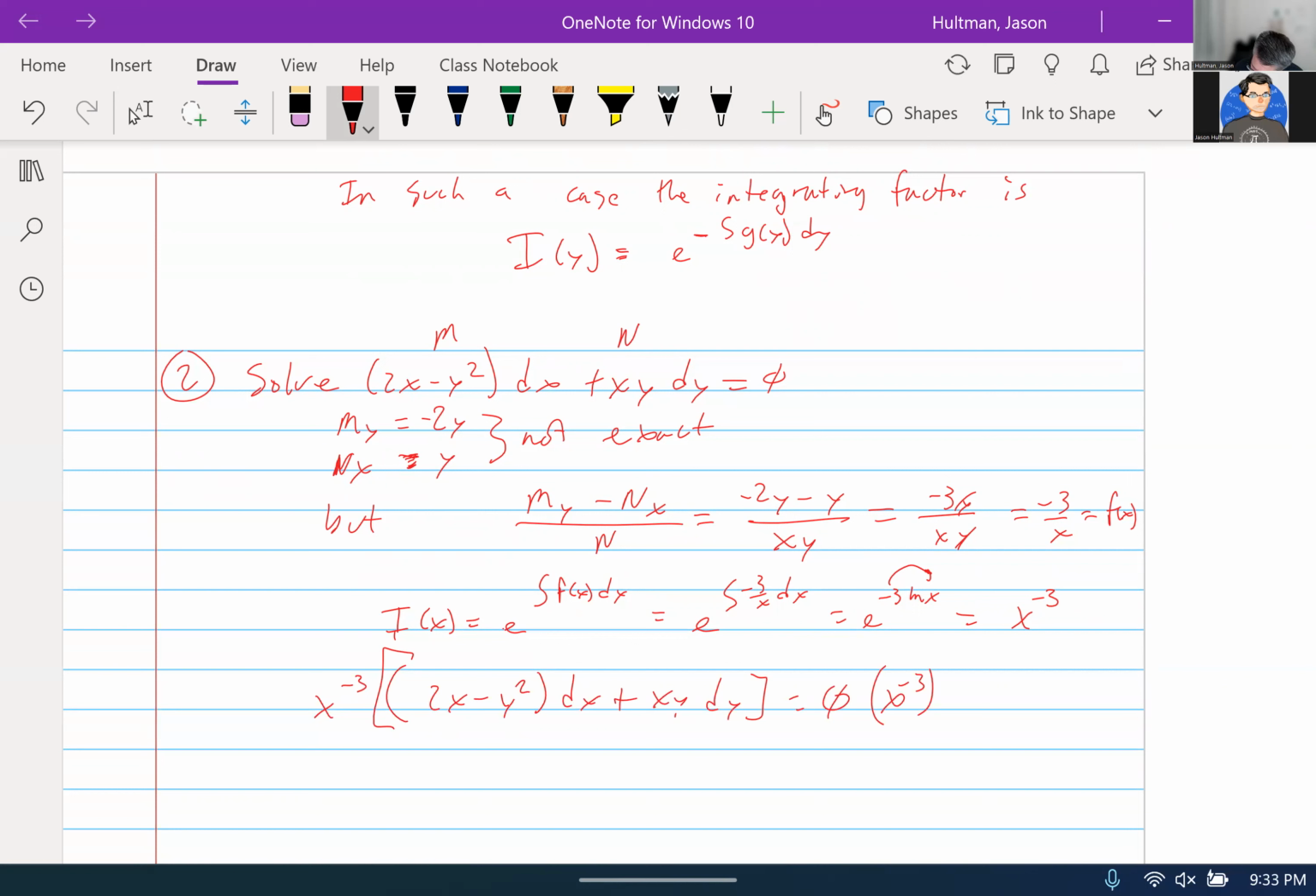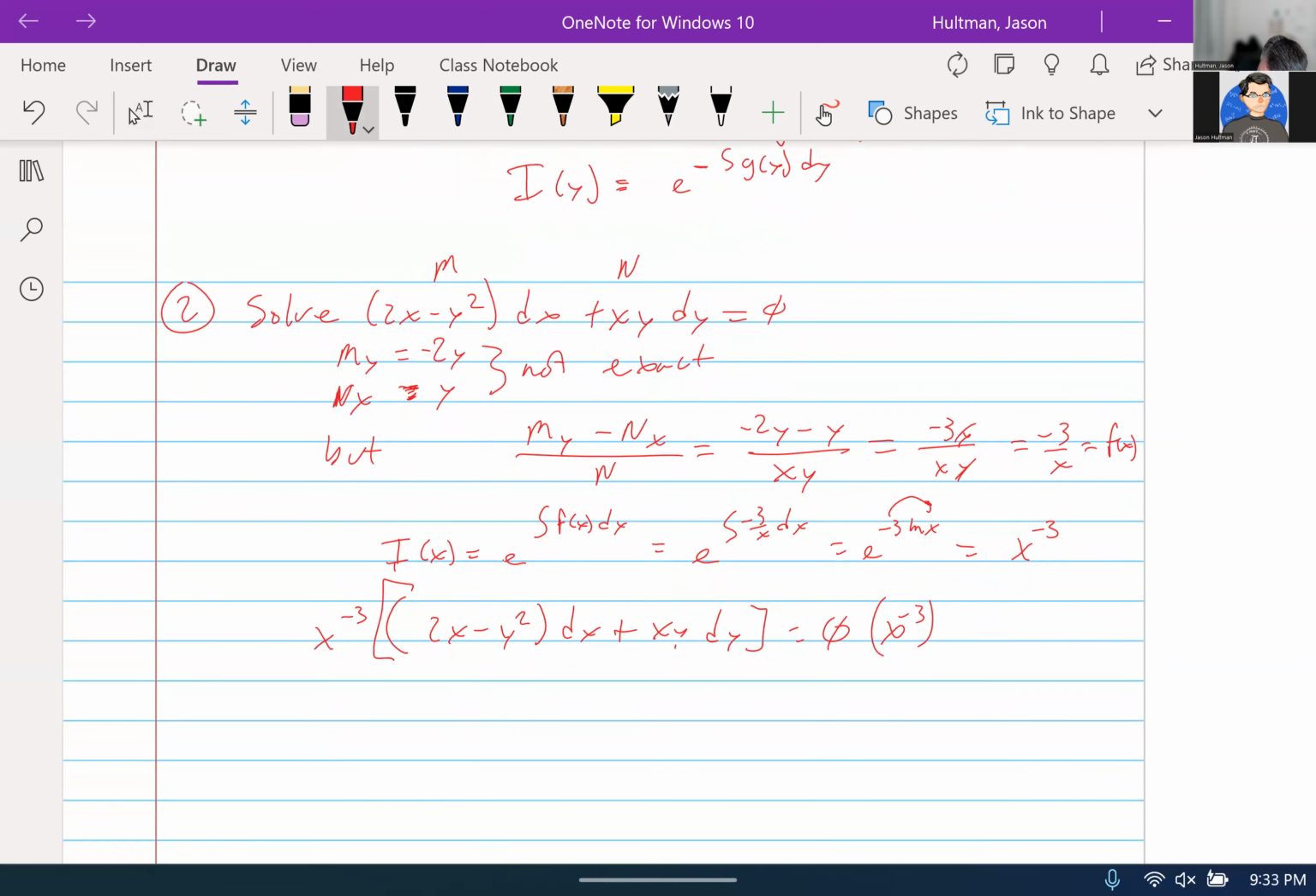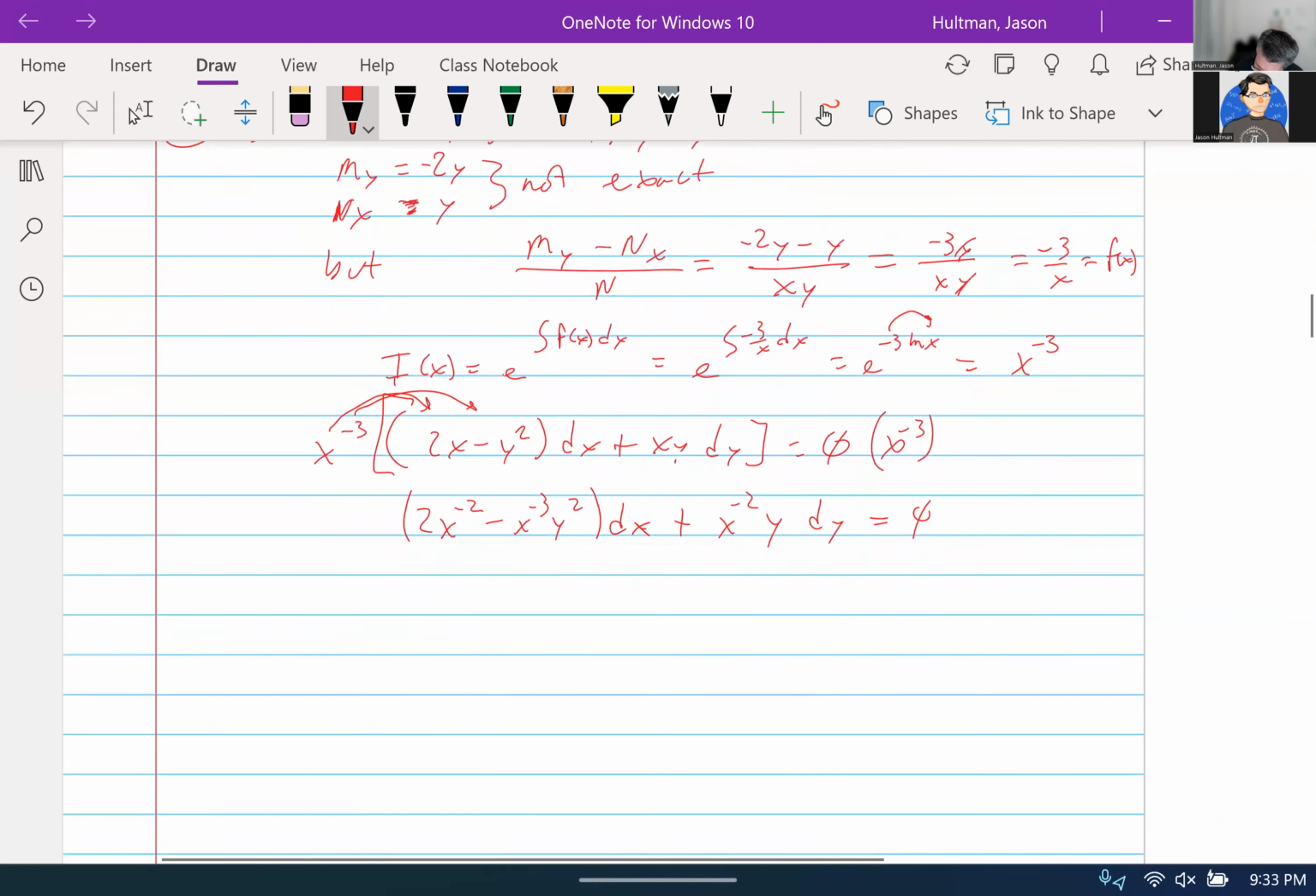So distribute. We can distribute inside here as well. 2x to the first times x to the negative third, that's 2x to the negative second, minus x to the negative third y squared. That's going to be dx. Plus this is going to be x to the negative second y dy is equal to 0.